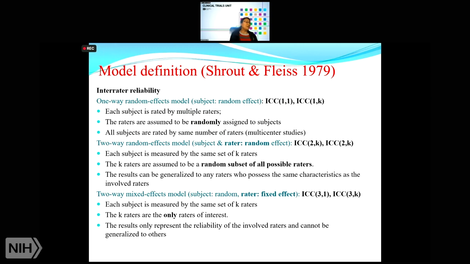If the experiment is designed such that each subject is measured by the same set of readers, and these readers are the only readers of interest, then we use the two-way mixed effect model. In the model, the subject is random and the reader is fixed. The results from this kind of design only represent the reliability of the involved readers and cannot be generalized to others.